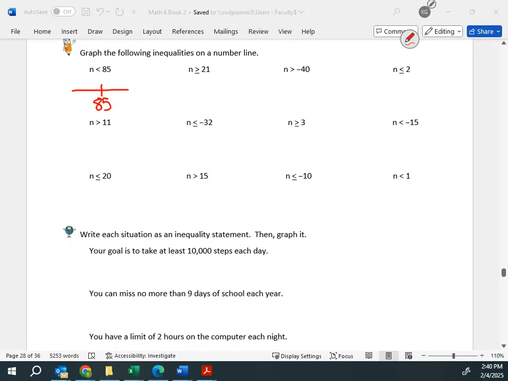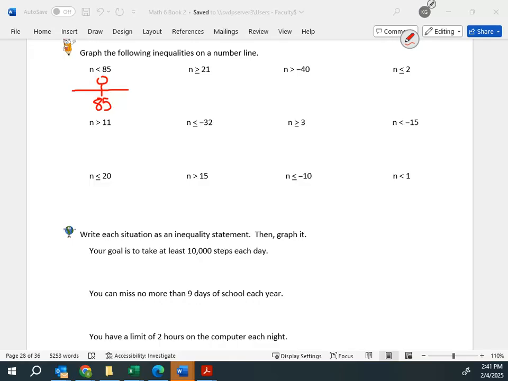Second step, draw a circle. Do I want it to be an open circle or a closed circle? I do not see that equal sign here. It is just less than, so that means I leave it an open circle. Because it's just less than, it stays open.